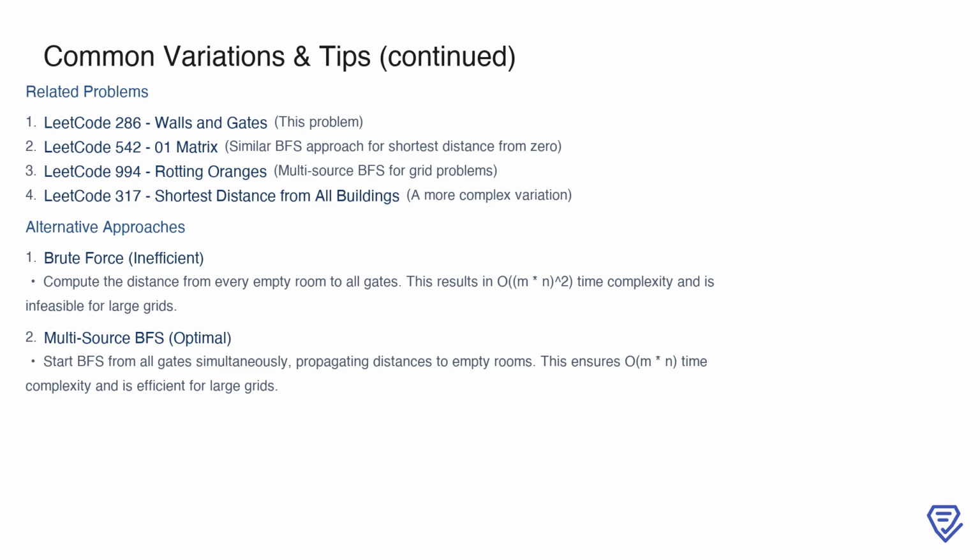Let's also look at alternative approaches. A brute force method would involve computing the distance from every empty room to all gates. However, this approach results in a time complexity of (m*n) squared, which is infeasible for large grids. On the other hand, the optimal solution is the multi-source BFS approach, where you start BFS from all gates simultaneously and propagate distances to the empty rooms. This ensures a time complexity of O(m*n) and is suitable for larger grids, making it the preferred method.